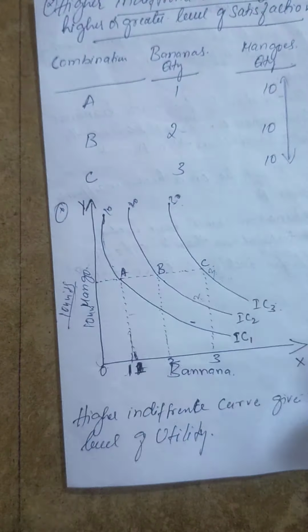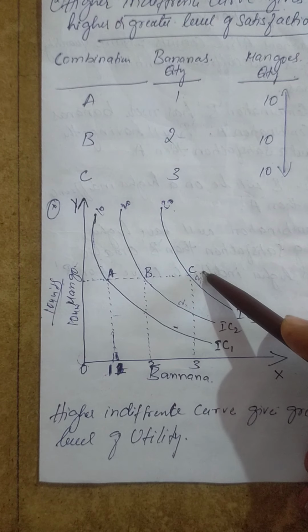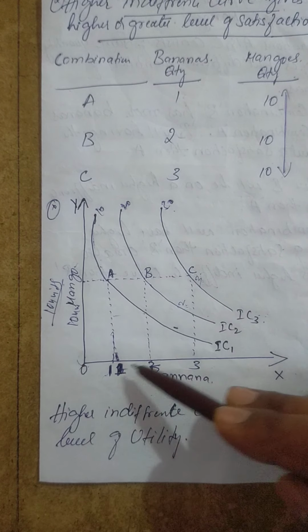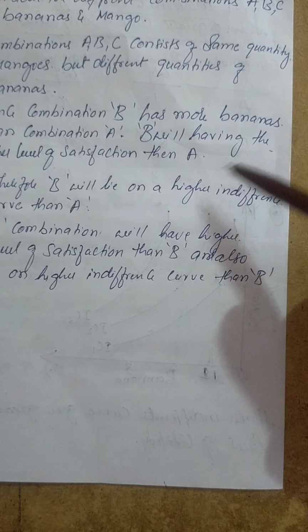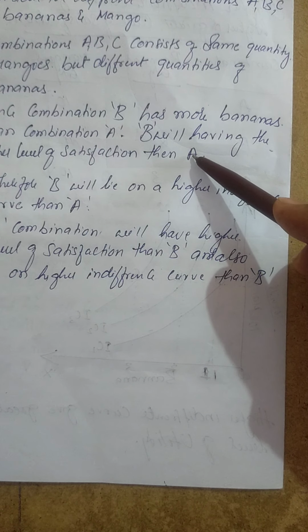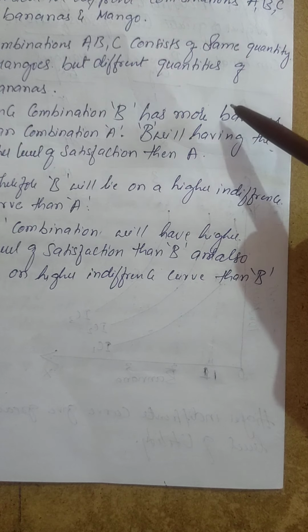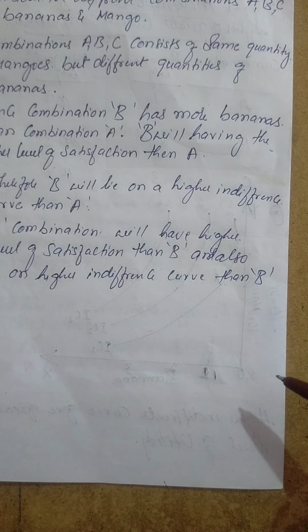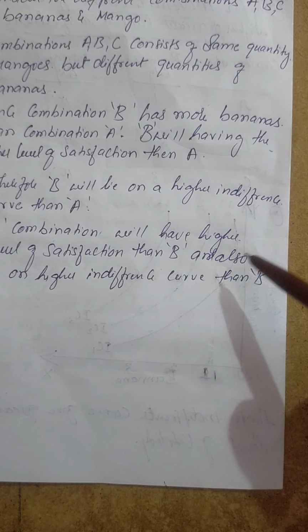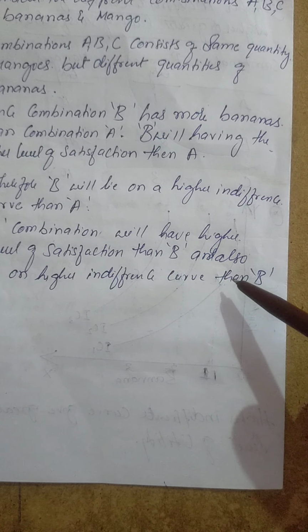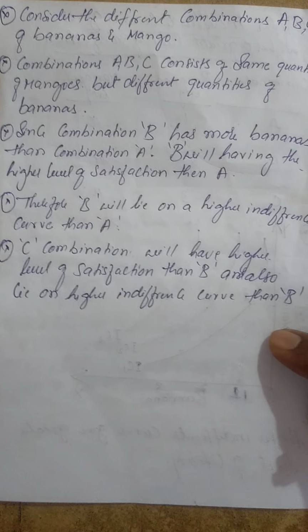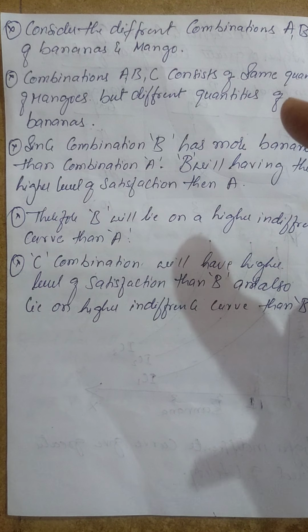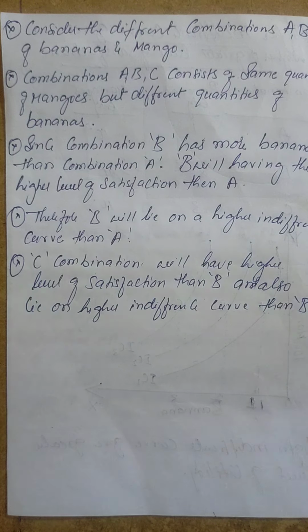See here, since from A to B, B to C there are changes in banana, 1 to 2, 2 to 3, because of that reason B will have a higher level of satisfaction than A, and C will have a higher level of satisfaction than B, isn't it? So combination C will have a higher level of satisfaction than B, and it also lies on the higher indifference curve. So that is the reason we say a higher indifference curve gives a greater level of satisfaction.